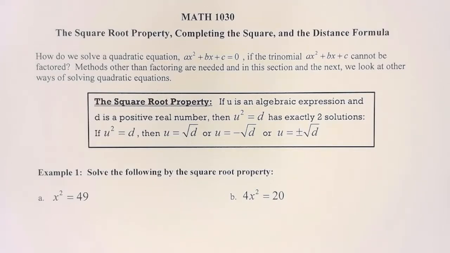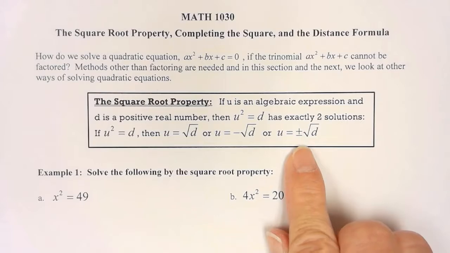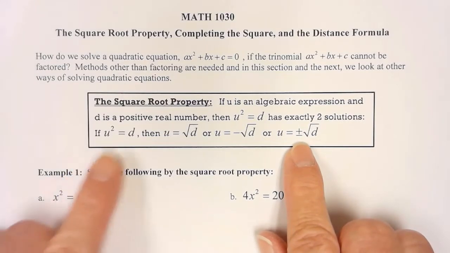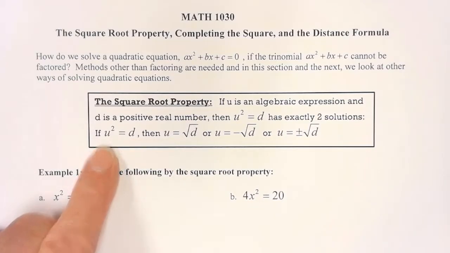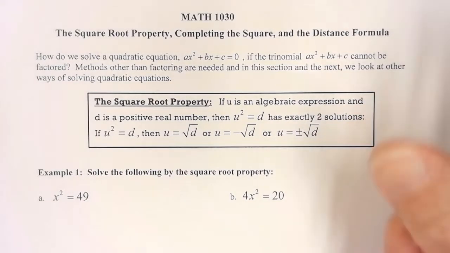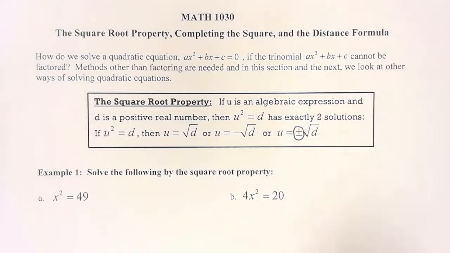If u is an algebraic expression and d is a positive real number, then u squared equals d has exactly two solutions. If u squared equals d, then u will equal square root of d, or u will equal a negative square root of d. Or, to put it all together, a plus or minus square root of d. So technically we're going to be taking the square root of both sides, and when we do that we have to remember this right here, the plus or minus, because I've got two possibilities.